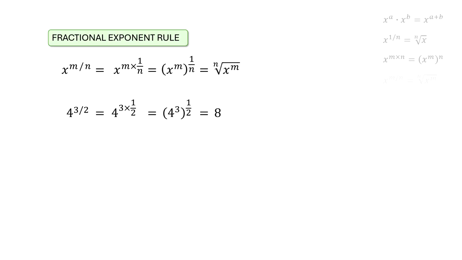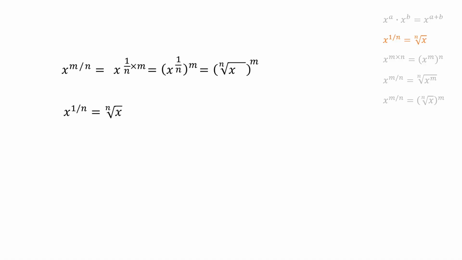The other way is to consider the nth root and raise it to the power m. The square root of 4 is 2. 2 raised to the power 3 is 2 times 2 times 2, which is, again, 8. You get the same result both ways. So, it's up to you. Do you still remember this rule? Pay close attention. This is a special case when m is 1.